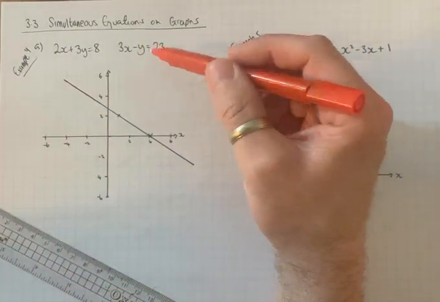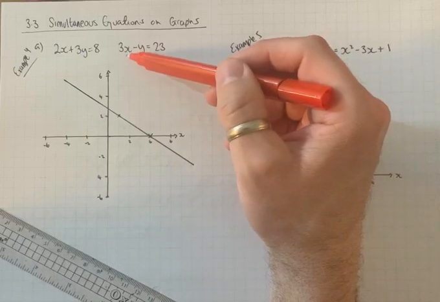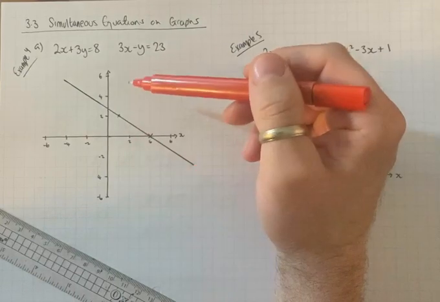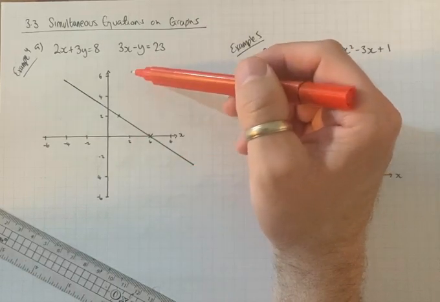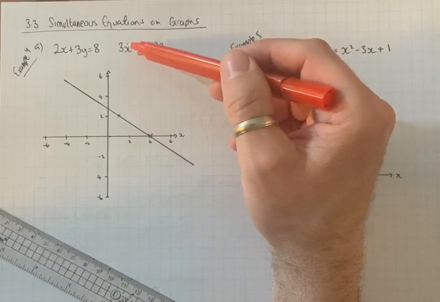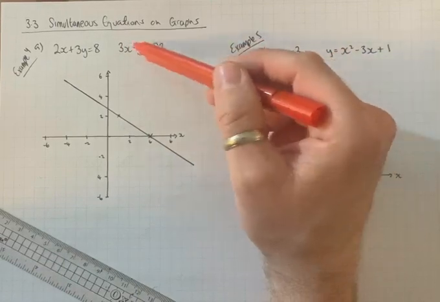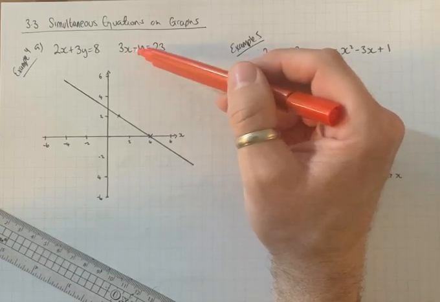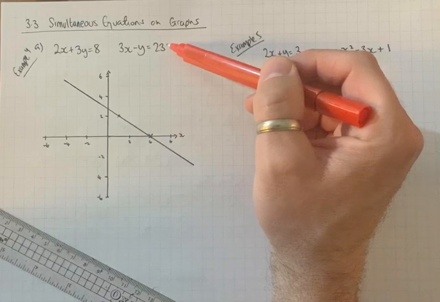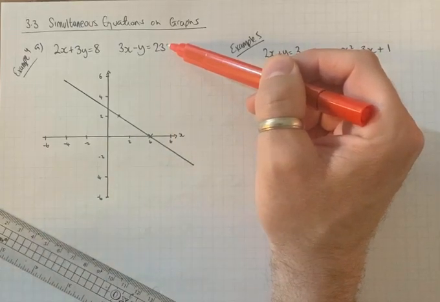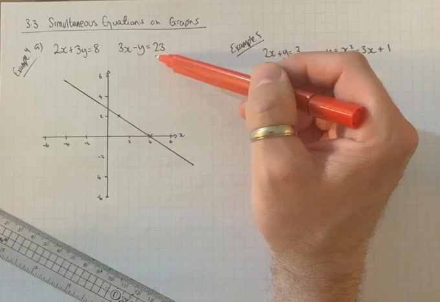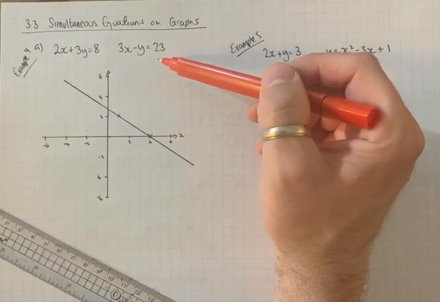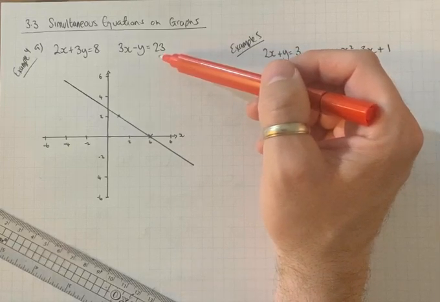This one, if we, for example, put x equals 1, that's 3, bring that across, 20, y is minus 20, that's too small. So let's try when x equals 4. When x equals 4, 12, bring that across, 9, again too small. X equals 5 maybe, 15, bring that across, 8. So when x equals 5, y equals 8, so again that's still too small.